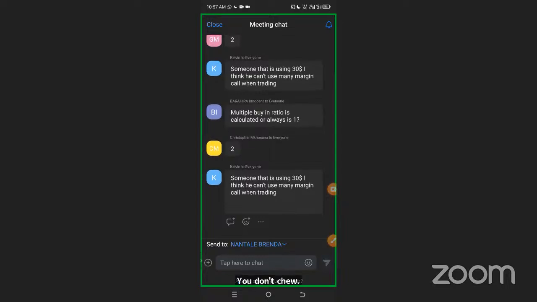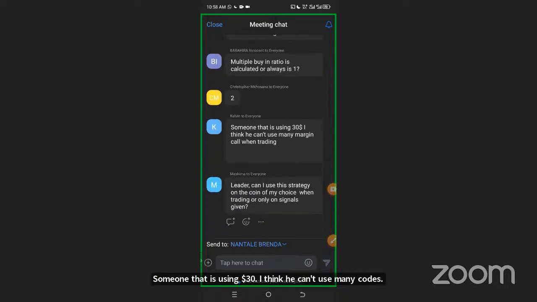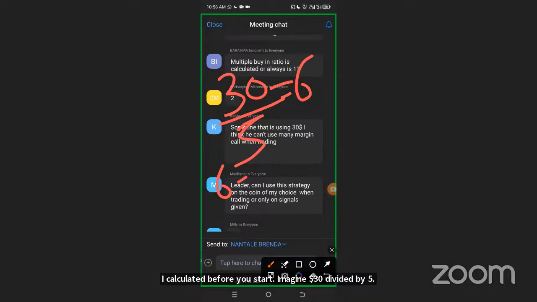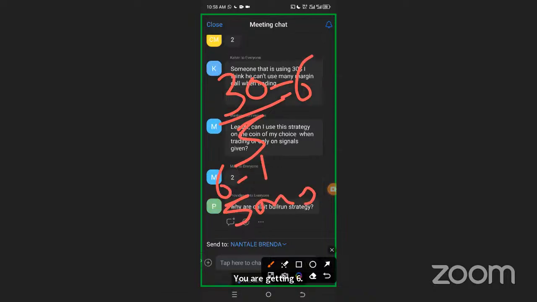Someone that is using $30, I think he can't use many margin calls. How can you use many margin calls yet your trading capital does not support that? I calculated for you: $30 divided by 5 gives 6. 6 minus 1, you get 5 margin calls. You want to trade with 10 margin calls, yet your trading capital is only capable of opening up 5 margin calls or 3.